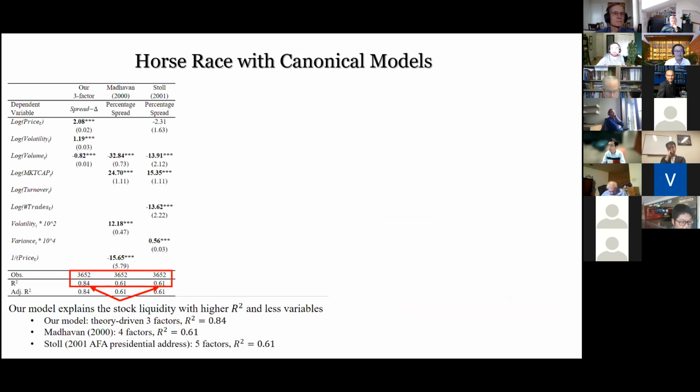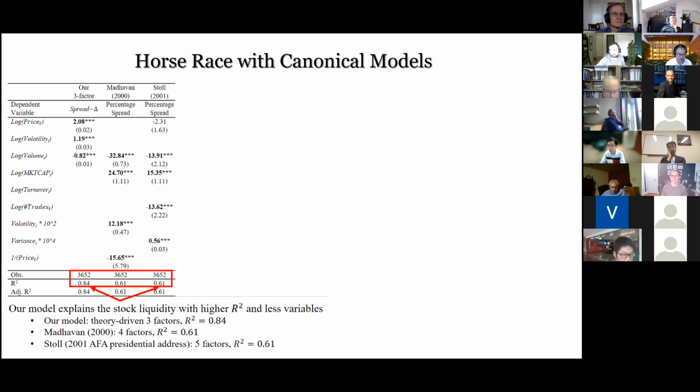I run these regressions in my other papers. The two benchmarks are Madhavan's paper and Hans Stoll's presidential address about frictions. Our model has a theory-driven 3 factors. The R square at the end of our sample period actually increases over time. It's 0.84. Madhavan has 4 variables or 4 factors, and the R square is 0.61. And Stoll, if you run his regression nowadays, is also 0.61.